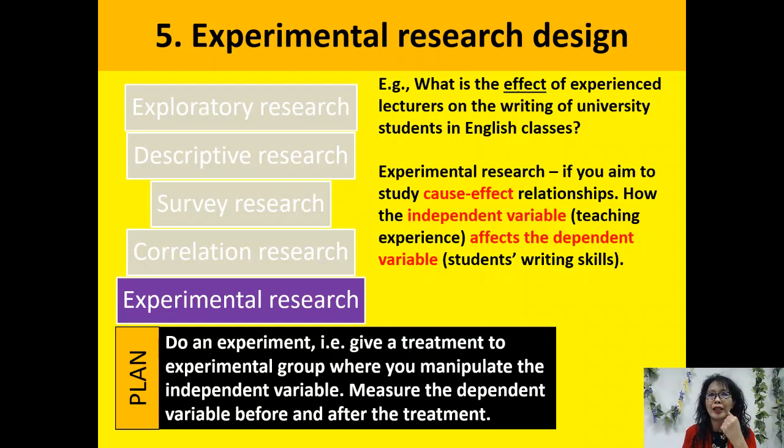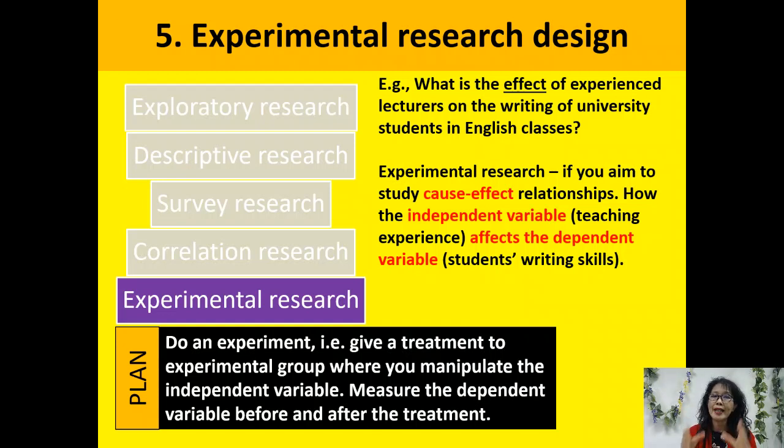We want to see how the independent variable, that is the teaching experience here, affects the dependent variable, the students' writing skills. So in this case, we will then pick the lecturers with more experience and those with less experience, and then we will compare the students' writing skills. This one, we did not do anything to the teaching. A more true kind of experimental research, you will actually do something. Maybe the lecturers will use a different method of teaching. Then we see whether the students' writing skills are better or not.